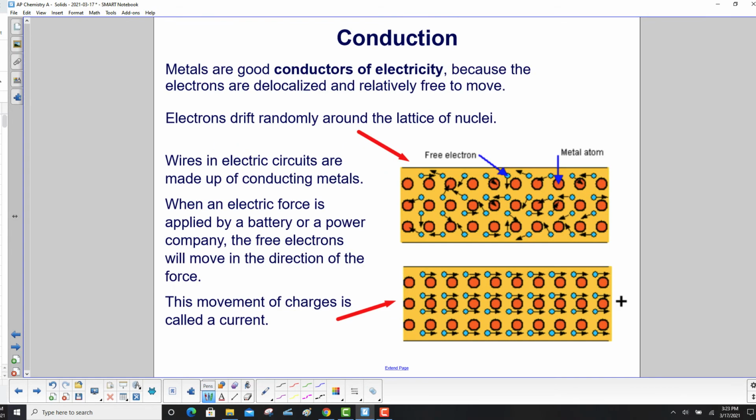Metals are good conductors of electricity because the electrons are delocalized and relatively free to move. They drift randomly around the lattice of nuclei. So here are the nuclei, these orange circles, and the free electrons are the light blue circles that are moving freely around the nuclei. Wires in electric circuits are made up of conducting metals, like copper. When an electric force is applied by a battery or a power company, the free electrons will move in the direction of the force. And here's the force pushing the electrons all in the same direction. This movement of charges is called a current.